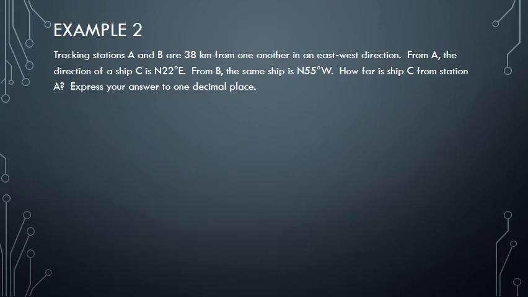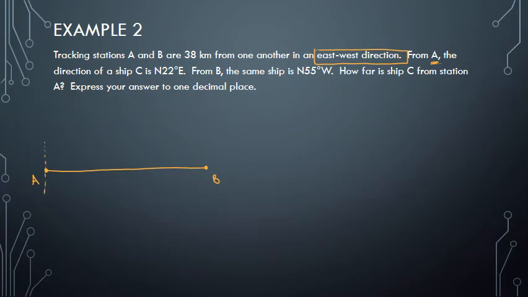All right, so again, we have this time 2 tracking stations and then there's 1 ship, which is kind of similar to the last one, right? They had 2 lighthouses. Anyway, it tells us that these tracking stations are in an east-west direction. So what I get to do right away is draw the east-west line, that flat line, and then I'll call this one A and this one B. So that's my tracking stations. I drew them very far apart. I don't know why. Anyway, from A, the direction of ship C is north 22 degrees east.